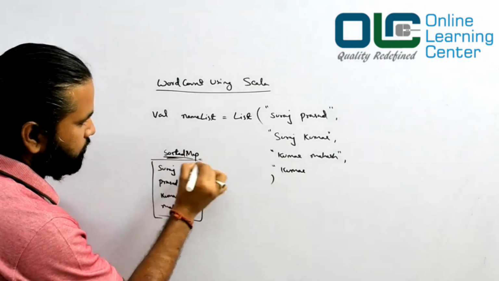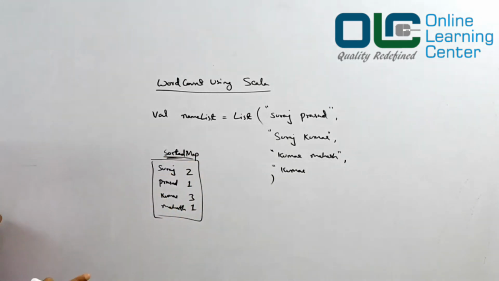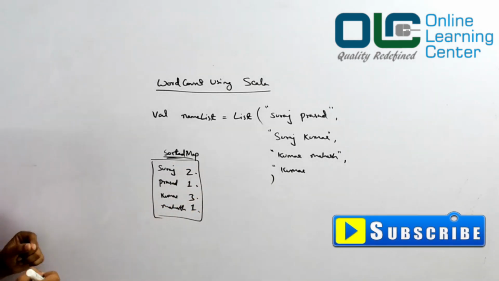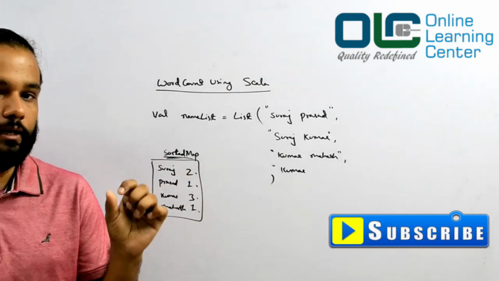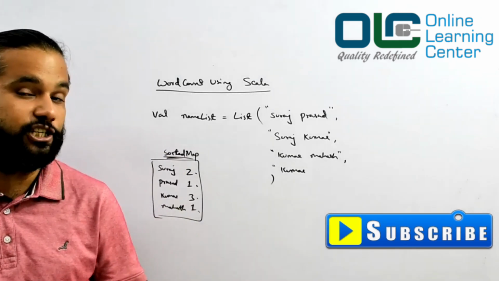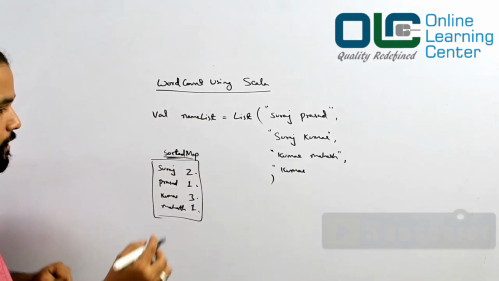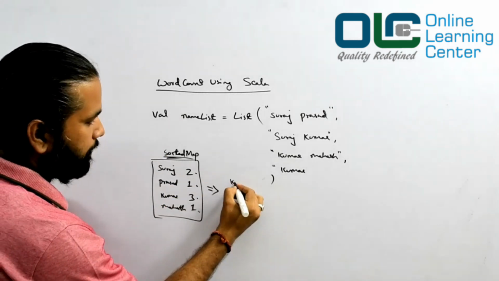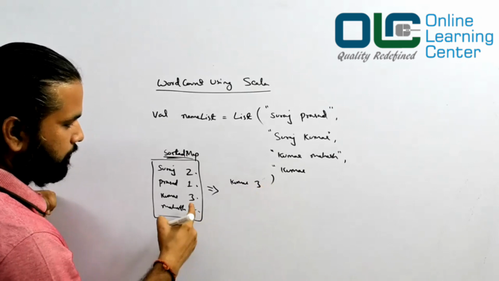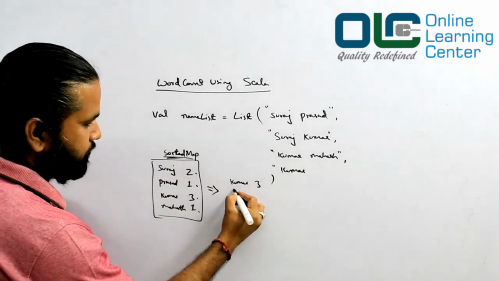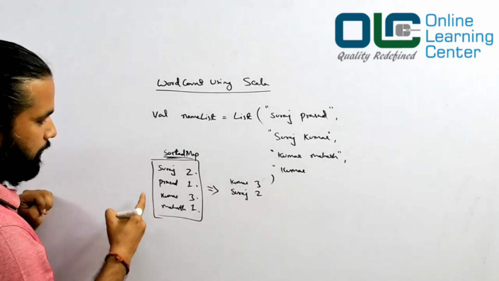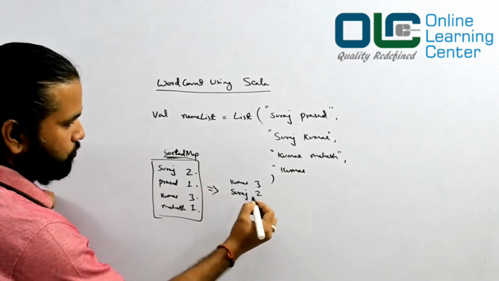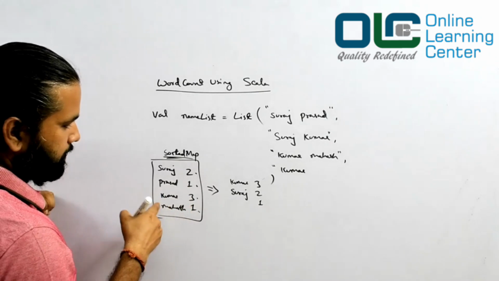Let us try to return a sorted map wherein the sorting would happen only on these values, which means the word with the highest frequency should always be at the top. So I'm expecting you to give me the output like this: Kumar 3, highest. Then Suraj 2. And then I have Prasad and Mahesh, each with 1.